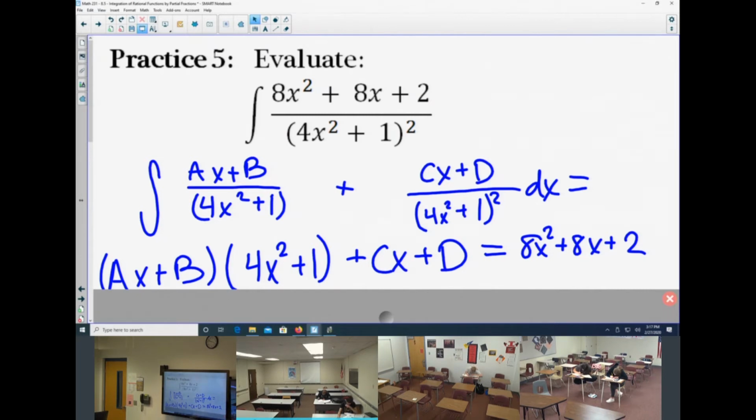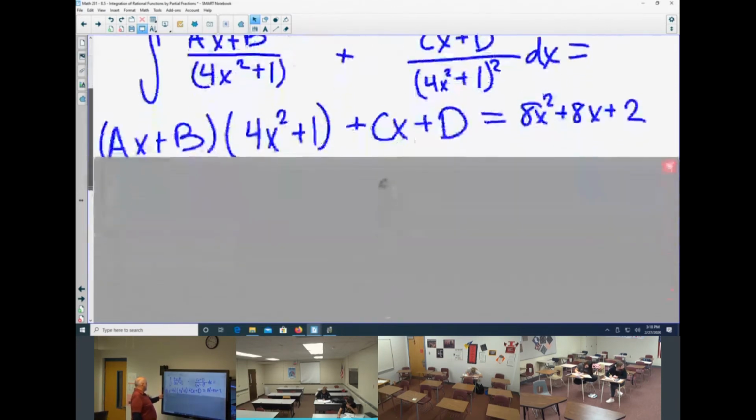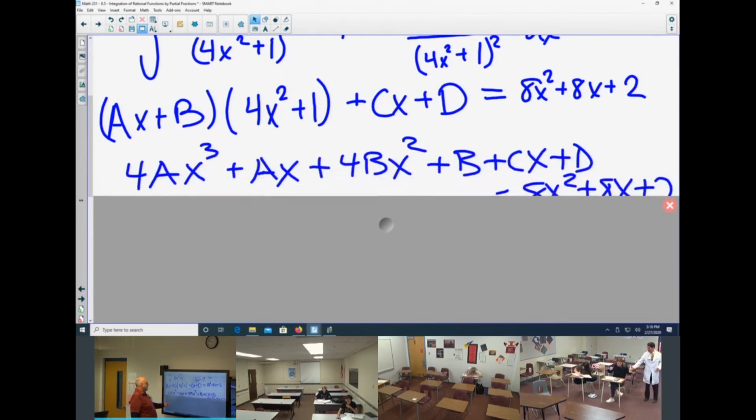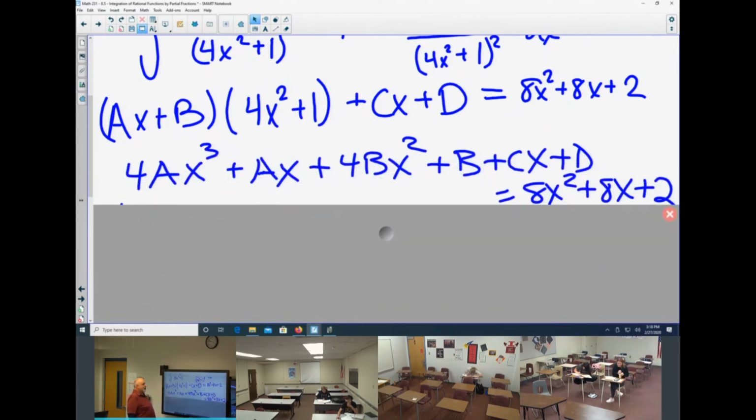So I got 4ax cubed plus ax plus 4bx squared plus b plus cx plus d. Okay? All right, so now how about the equations that you need for your system of equations? When you break those down to the x squared, x cubed, x and constant, what do you get? Well, 4bx squared would equal 8x squared.